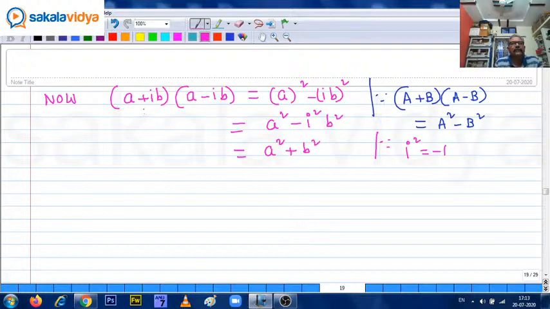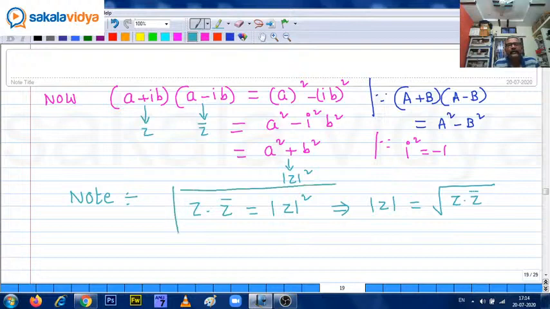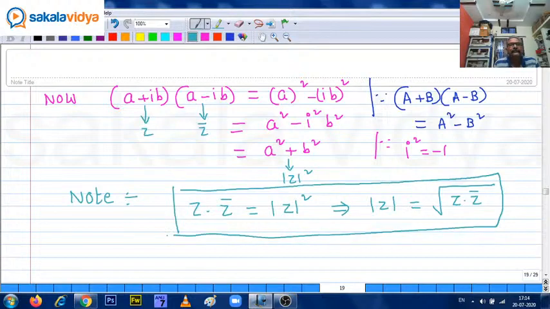So for example, this is z, this is z bar. Z into z bar is equal to mod z square. Important note. We know this is the conjugate complex number. Therefore, z into z bar is equal to mod z square, or mod z is equal to root of z into z bar. This is a very important concept we derived.